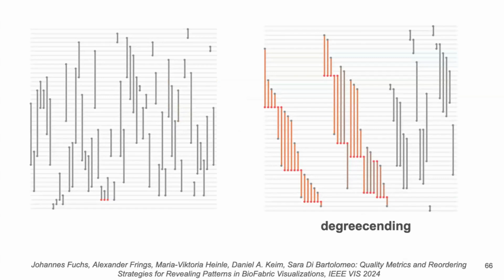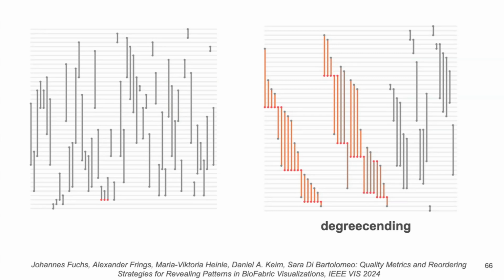I ended up developing a method for sorting the edges so that staircases would be encouraged in the layout. That is a random visualization of a biofabric network with degrescending. That's the name of the method applied to it.